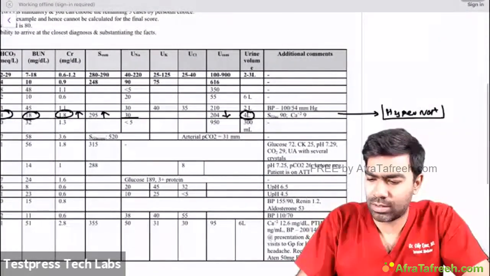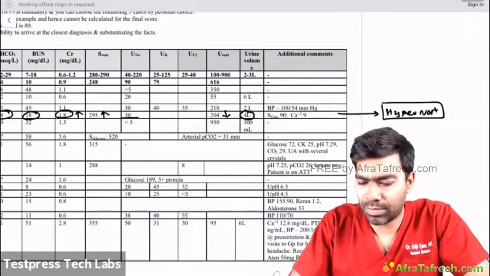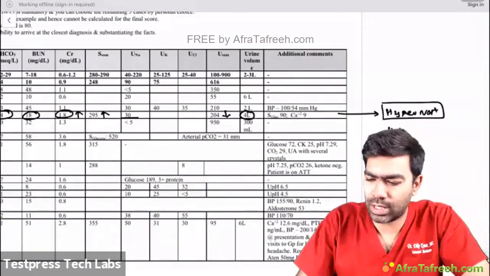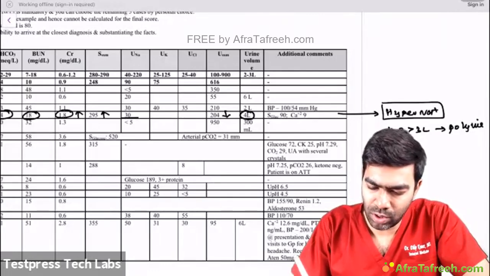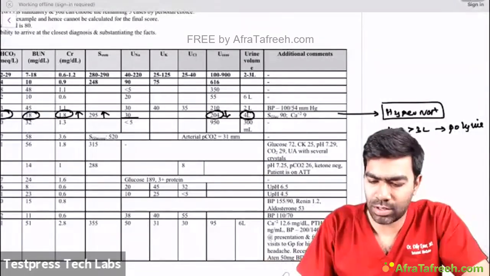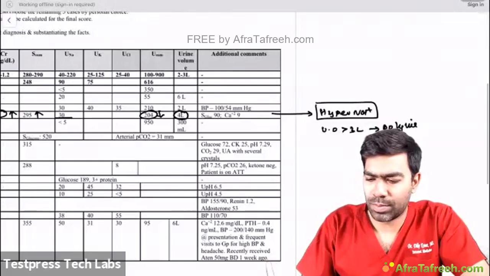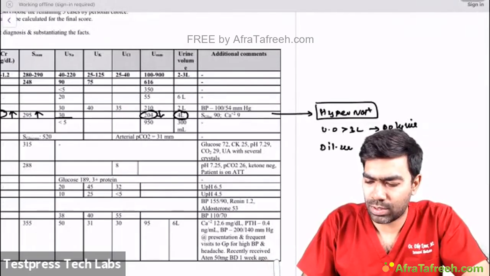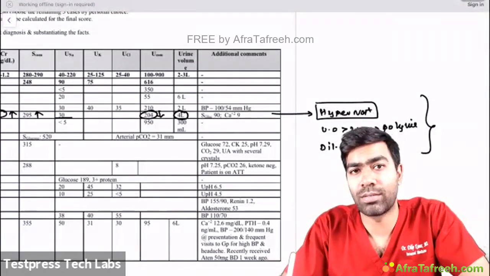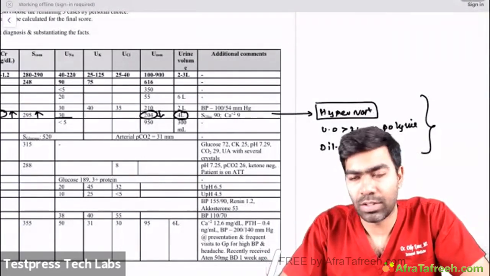Case number 5 we are talking about. The patient's urine volume is more than 3 liters, suggesting this patient has polyuria. And of course, the patient is also passing dilute urine: 4 liters is passing, but the urine osmolality is only 204, which means he's passing dilute urine as well. So what is the diagnosis? Hypernatremia, passing dilute urine with a low urine osmolality.